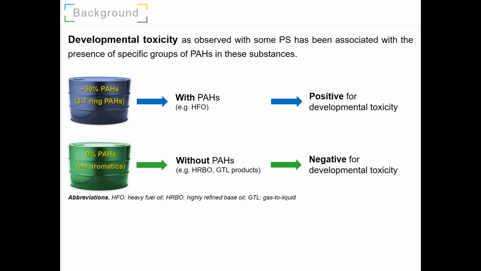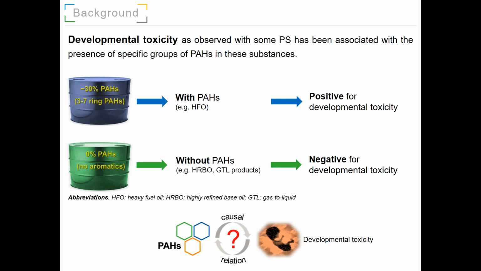This is because available in vivo studies showed that developmental toxicity, as observed with some petroleum substances, is associated with the presence of a specific group of PAH in these substances. Illustrated here, for example, heavy fuel oil, or HFO, can contain up to 30% PAH, mainly 3 to 7 ring PAH, and it tested positive for developmental toxicity in animal studies. On the other hand, when similar studies were conducted using either highly refined base oil or GTL products, both of which contain no aromatics and no PAH, they tested negative for developmental toxicity. So it can be hypothesized that there is a causal relationship between developmental toxicity, as observed with some petroleum substances, and PAH present in these products.